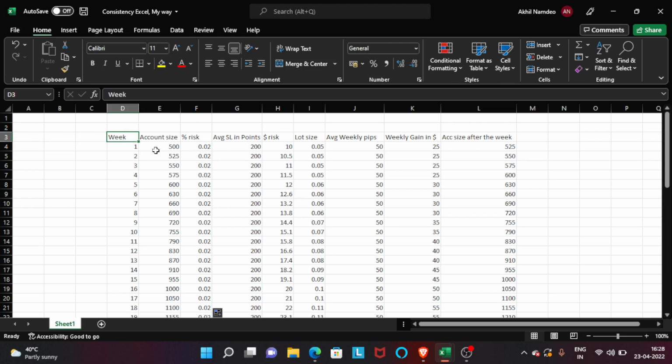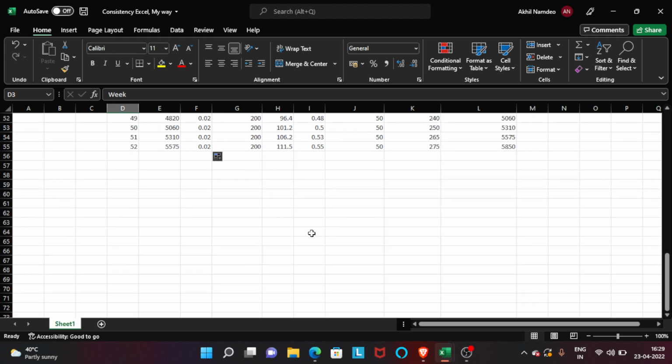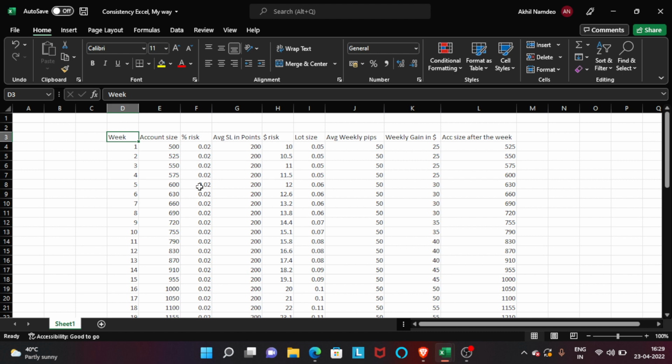So let's get started with this Excel. I don't know how many columns there are, but these are the columns which I have created, and these are the numbers which I've shown. Let me quickly start explaining these things. This is the week column, which represents which week is going on. So this is the first week, second week, third week, fourth week, fifth week, and so on, right?